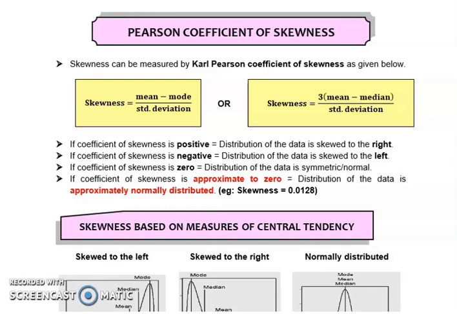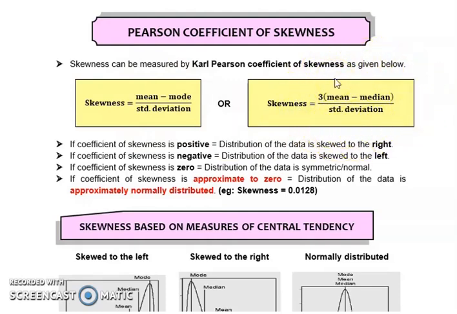Now the question is which formula to use. If in that question you have all three measures of central tendency, meaning you have value mean, value median, and value mode, you can use either one. You can use mean and mode, or you also can use mean and median. But if you only have value mean and mode, then you use the first formula. Otherwise, if you only have mean and median, then you use the second formula.